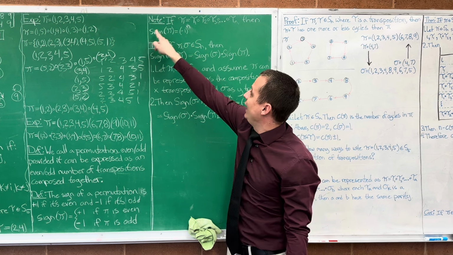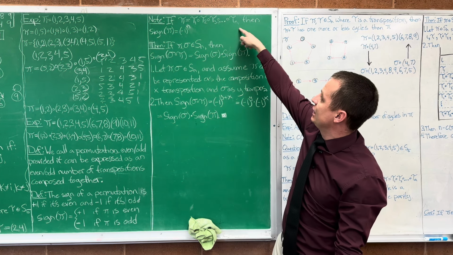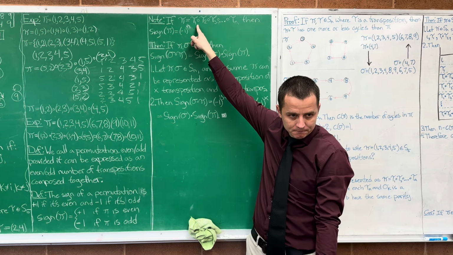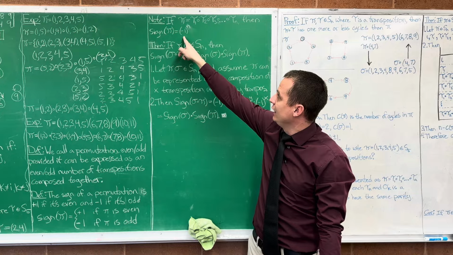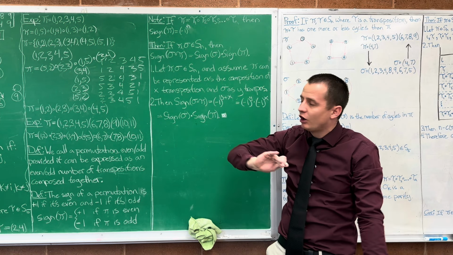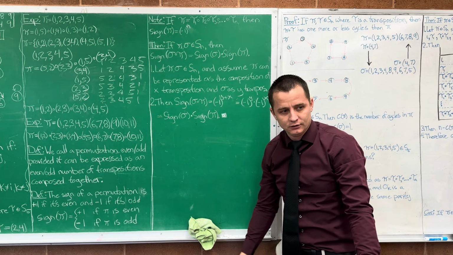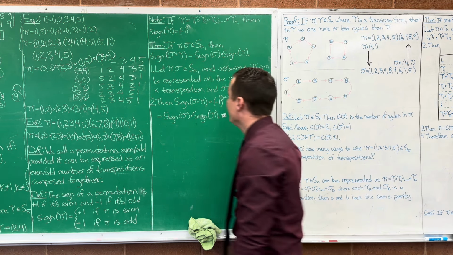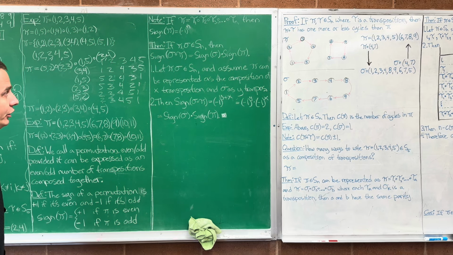So what is the sign of pi, if pi can be represented as n transpositions? It's just -1 to the n. That's just a quick way of giving your function the number +1 if it's even, and the number -1 if it's odd. Okay. So now let's prove our first theorem here.